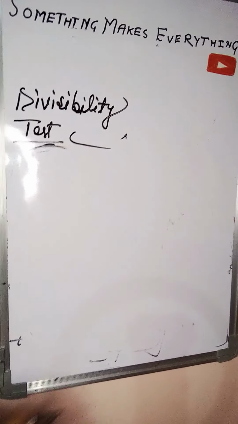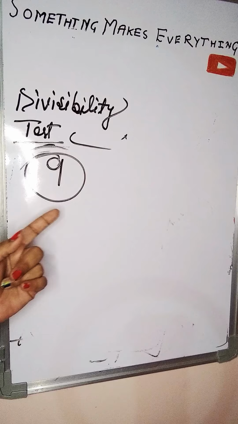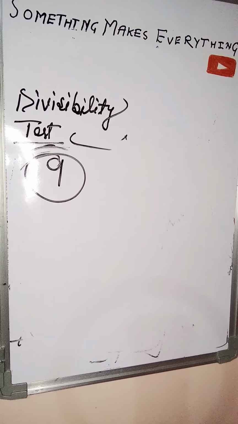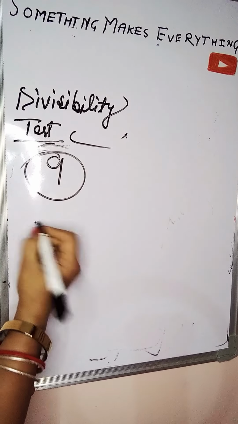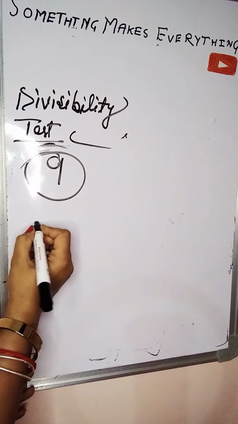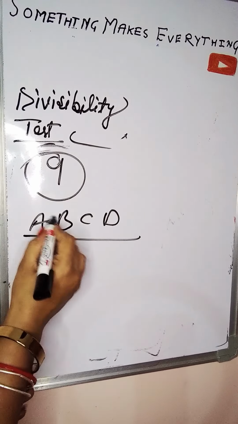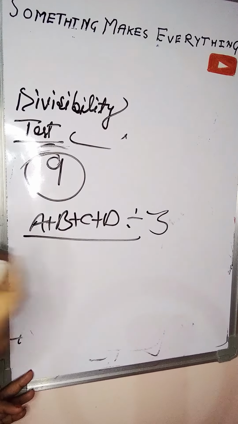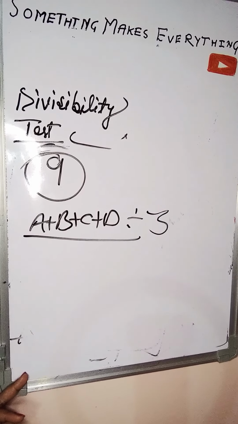Now for the number 9. Number 9 follows the same rule which number 3 follows. What do we do with the number 3? Suppose I have one number, so the sum of all the digits should be divisible by 3. This was the rule for the number 3. So the same rule we are going to apply with the number 9 here.